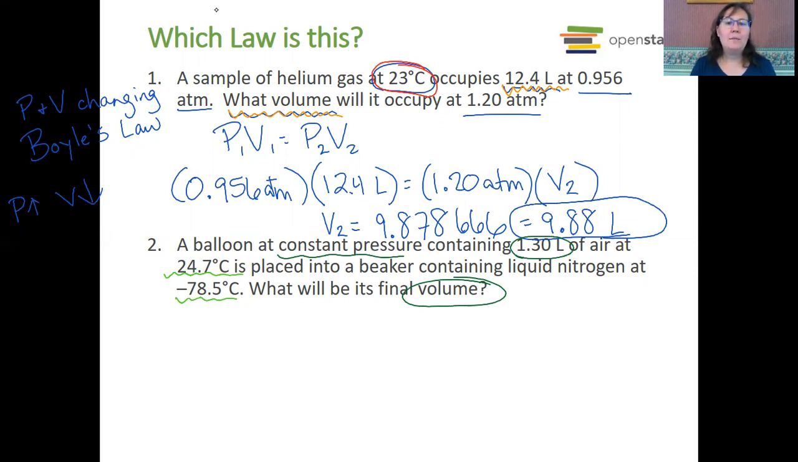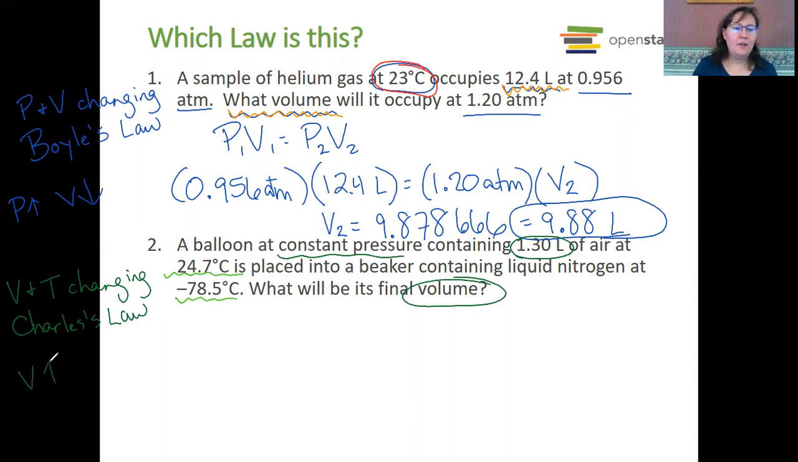So I can see my volume is changing, my temperature is changing, my pressure is constant. Okay, so that means that if we have volume and temperature changing, we are dealing with Charles's law. Charles's law says that volume increases as temperature increases, or vice versa. So we have V1 over T1 equal to V2 over T2.